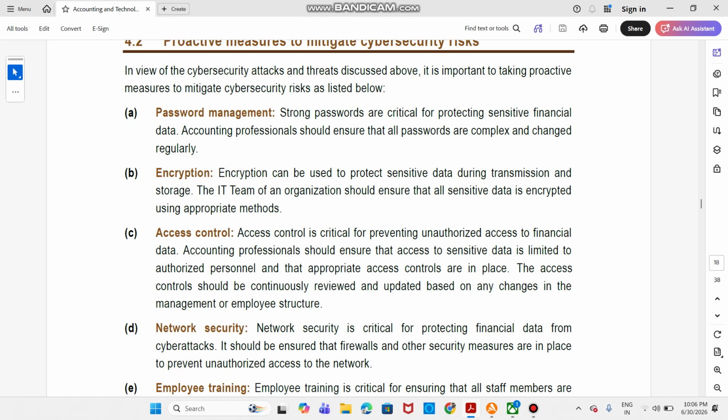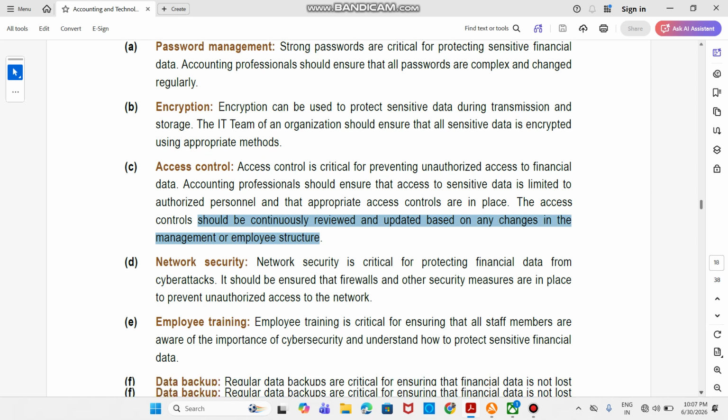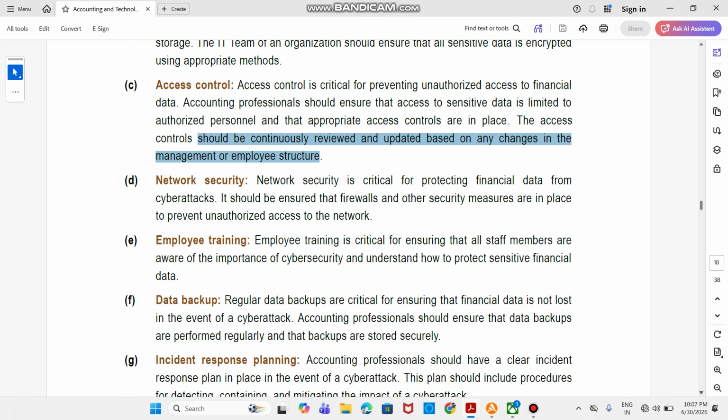Access control is critical for preventing unauthorized access to financial data. The access control should be continuously reviewed and updated based on any changes in the management or employee structure. This is all the more important because outdated access control is of no relevance or very insignificant to the organization, and it won't help the organization protect from the cyber security risk. Next is network security. Network security is critical for protecting financial data from cyber attacks. It should be ensured that firewalls and other security measures are in place to prevent unauthorized access to the network.